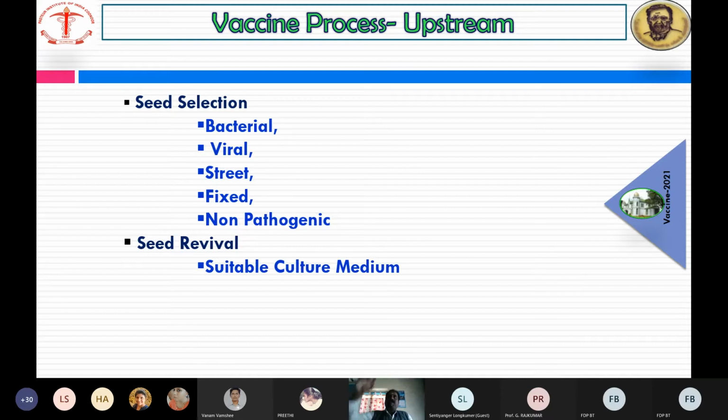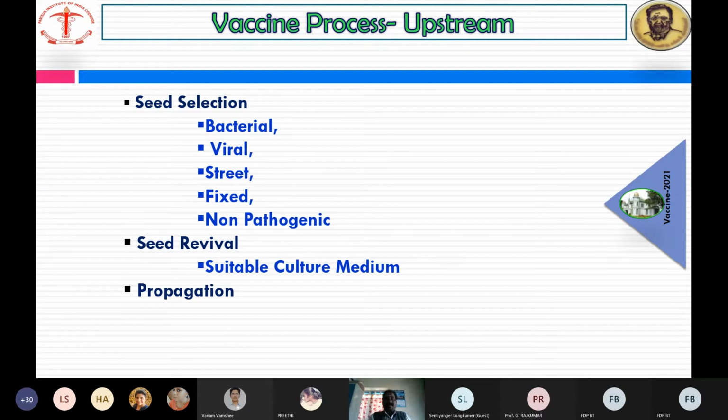So, revival of seed. Before that, the seed is always stored in a suitable cryoprotectant, either in liquid nitrogen at minus 197 degrees, or vapor phase, or at minus 80 degrees. That seed I revive in a suitable culture medium, either minimum essential media or anchorage-dependent media, along with additives. So I select a suitable medium, then go for propagation. Once we have a selectable medium, then there are culture parameters. Immediately I inoculate the cell line for propagation.